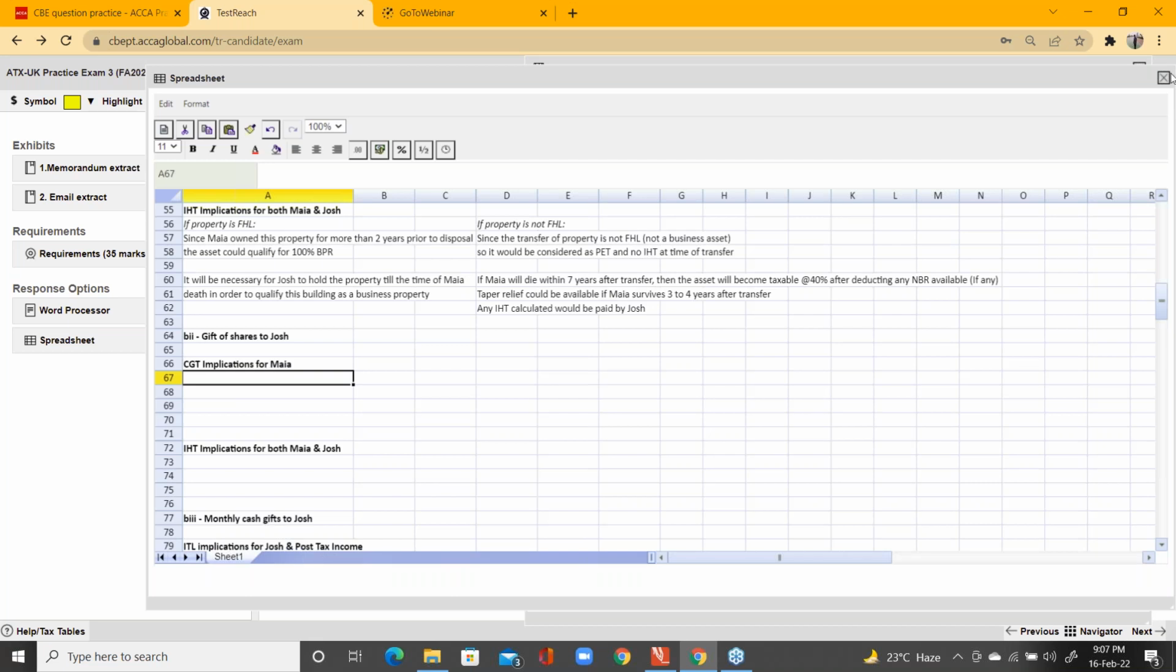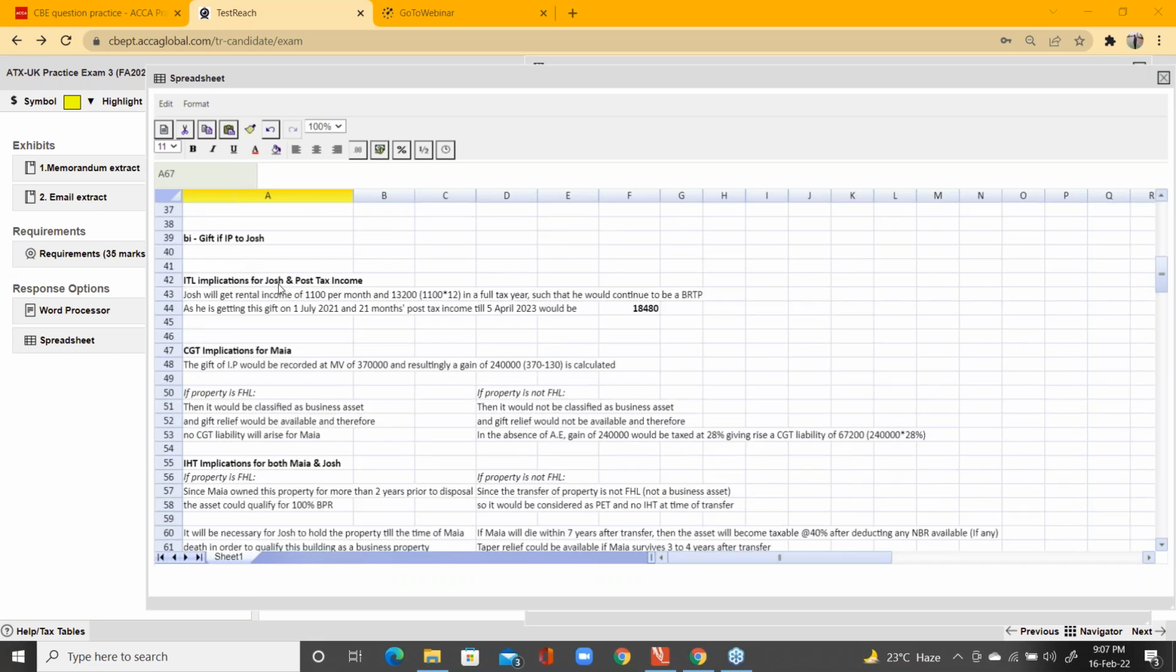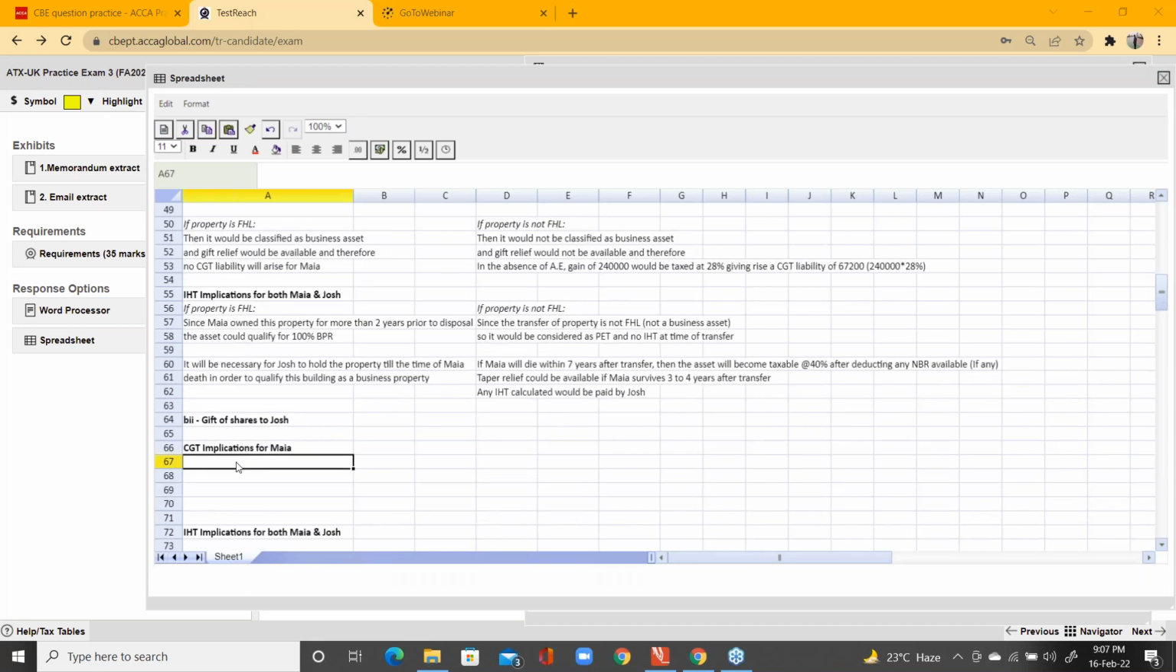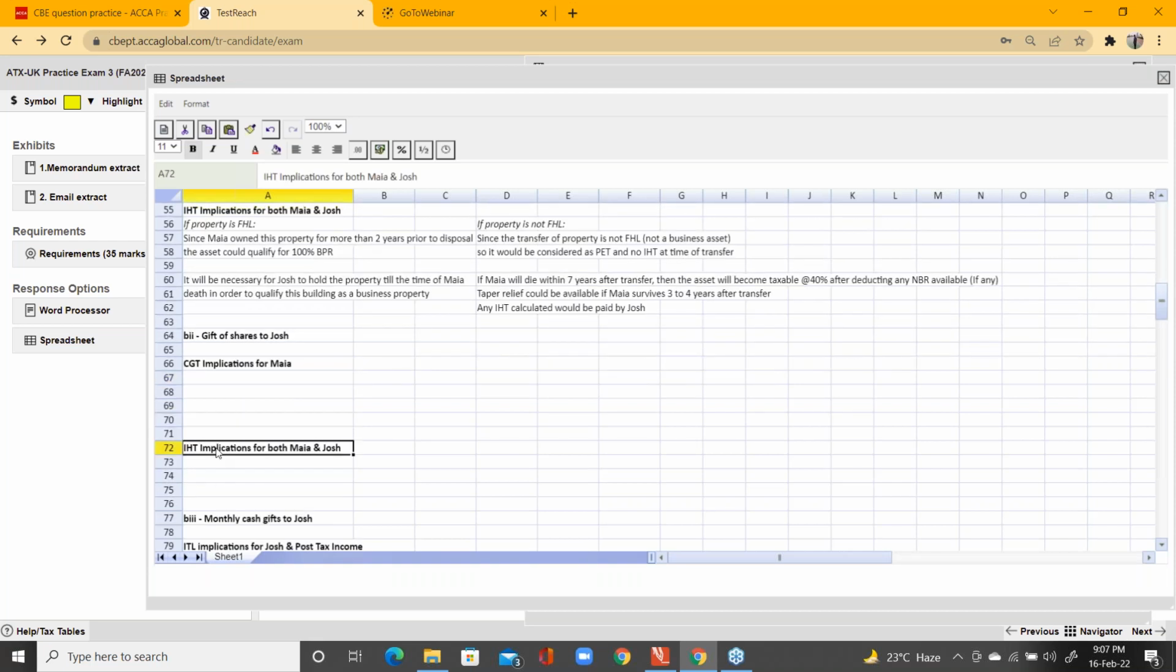All right, my dears. Next thing is about part B2, where there is a gift of shares in Far Limited to Josh, and over here no post-tax income for Josh and income tax liability implication is required for Josh. Simply calculate the capital gains tax implication for Maya and IHT implications for both persons.